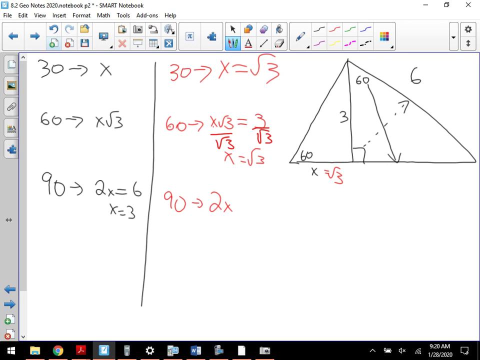So, I want to know something. I want to know what number is right.